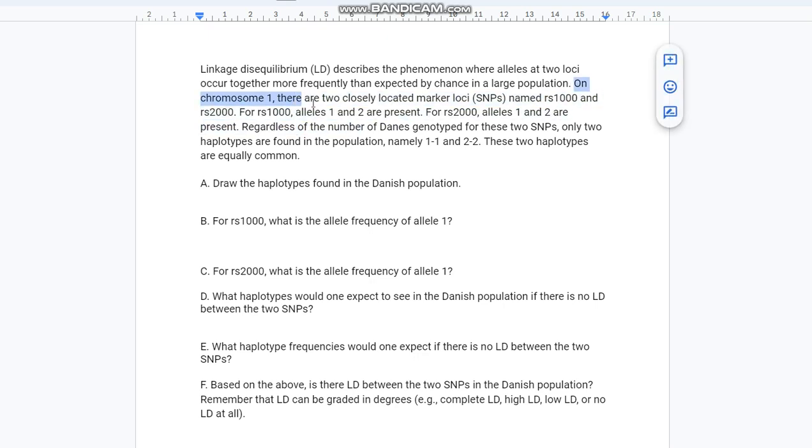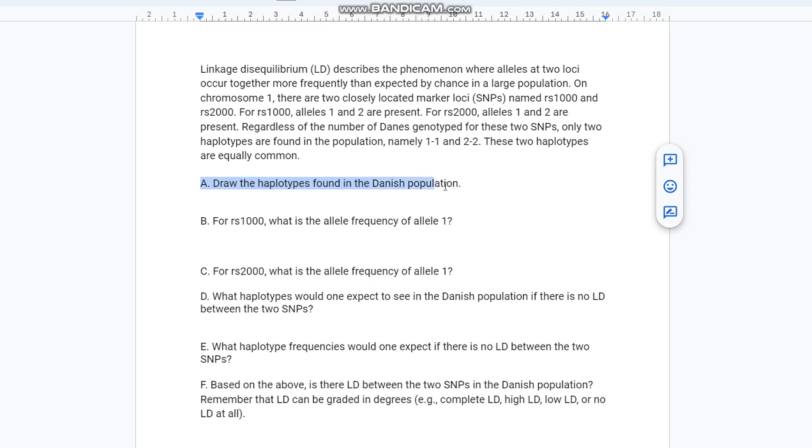And on chromosome 1, there are two closely located marker loci, SNPs named RS1000 and RS2000. For RS1000, alleles 1 and 2 are present, and the same goes for RS2000. So this is very important information, guys. Regardless of the number of genotypes for these two SNPs, only two haplotypes are found in the population, namely 1, 1 and 2, 2. These two haplotypes are equally common.